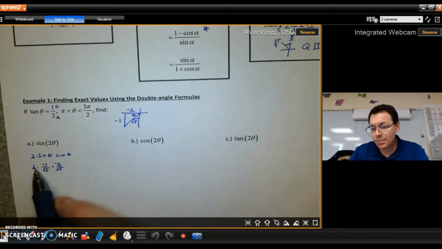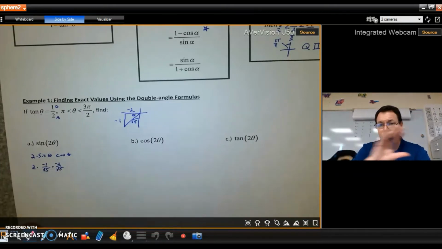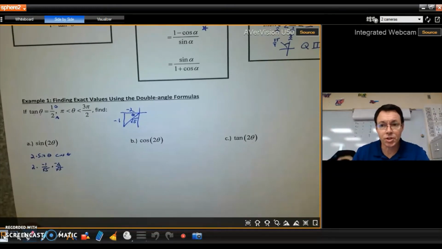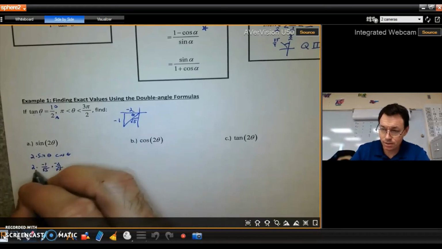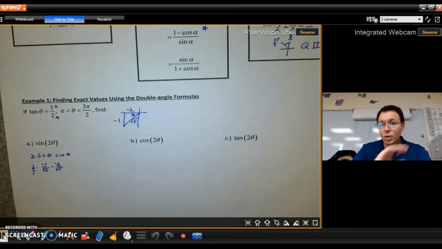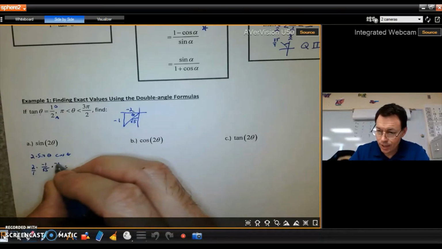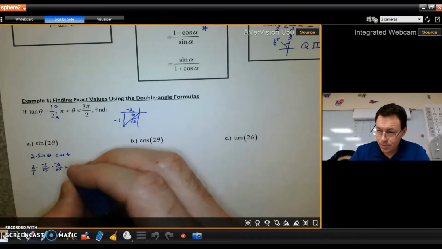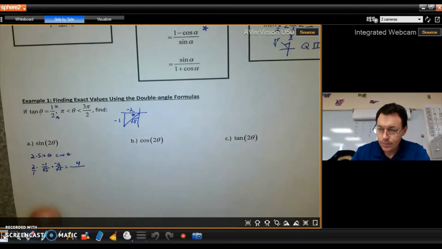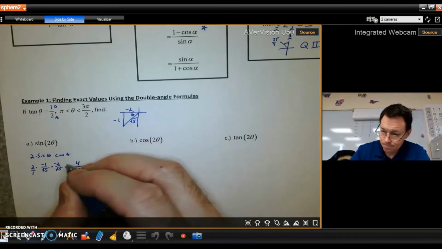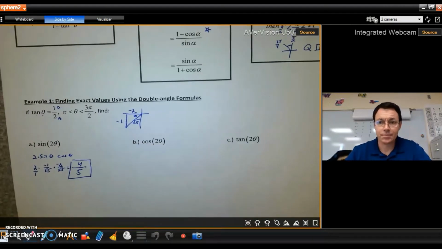And now I have something times something times something. I just got 3 things multiplied together. So multiply straight across. These are fractions. Think of that as 2 over 1. Multiply straight across. These 2 negatives are going to cancel each other out. 2 times 1 times 2 is 4. These 2 radicals are going to cancel each other out. Radical 5 times radical 5 is just 5. That's your answer. That's it. That's all we're doing. Okay?